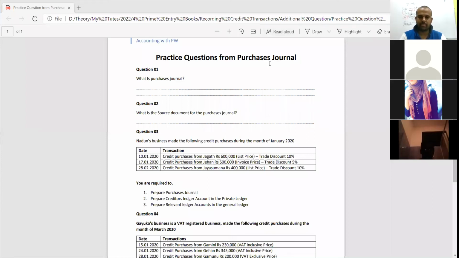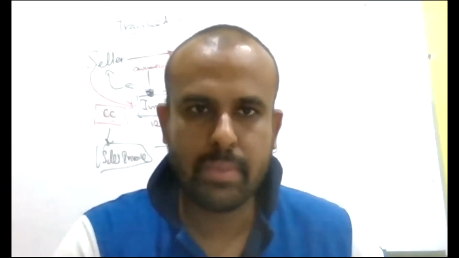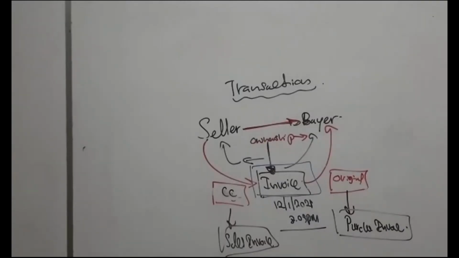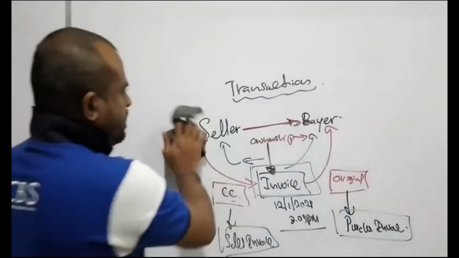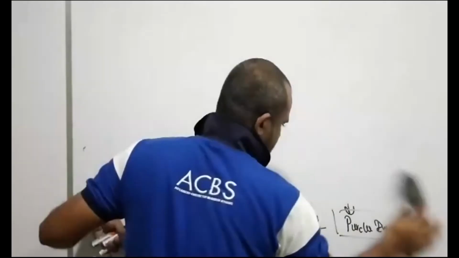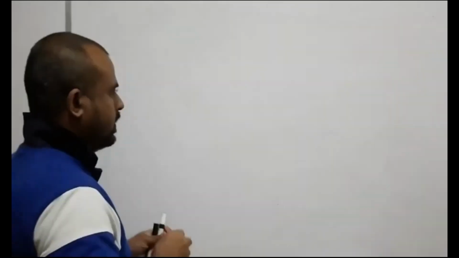Now we will have the purchases journal and then we'll have the respective ledger accounts. We are asked to prepare the purchases journal. We'll see. We'll have the purchases journal. You can say, puta, the format of the purchases journal.